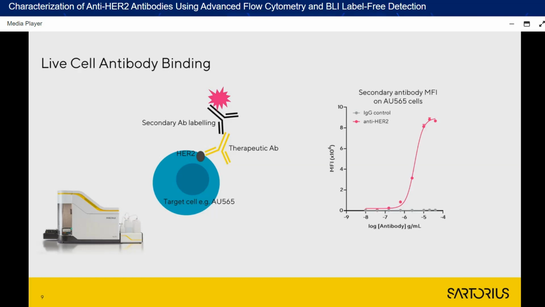And then we measured the increase in median fluorescence intensity to give an indication of that binding, expecting that with the anti-HER2 antibodies on the HER2 positive cells we would see an increase in MFI with increased antibody concentration. And the key thing about this assay is that all the labeling steps were carried out on ice in order to inhibit any internalization and to ensure that we were really just looking at that surface binding.